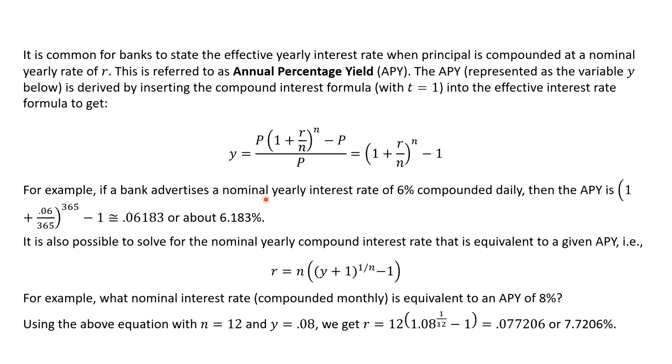So for the 6% compounded daily, N would be 365, and 6% is 0.06 in terms of the rate, and you subtract 1, and you get 0.06183 approximately. And if you multiply by 100, you get the interest rate, the APY.